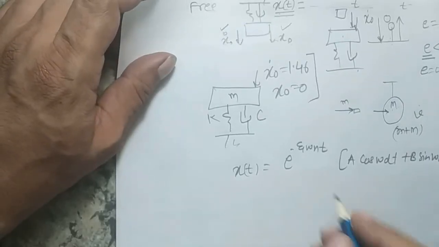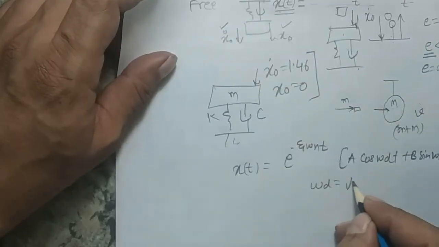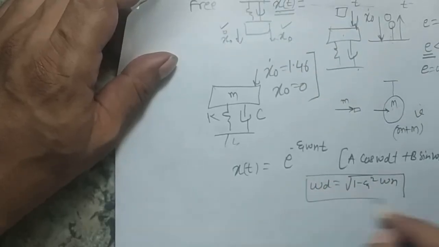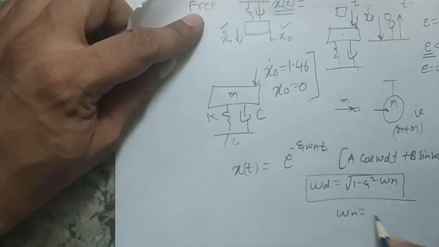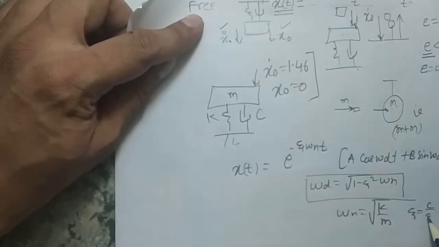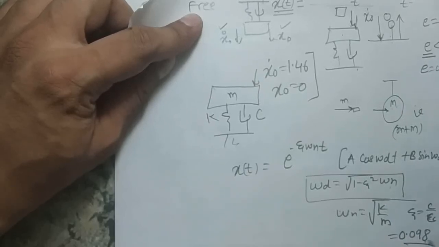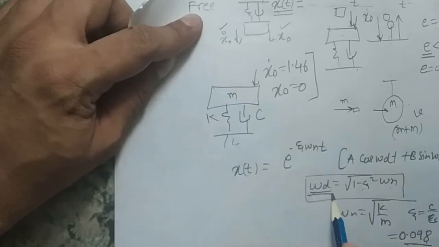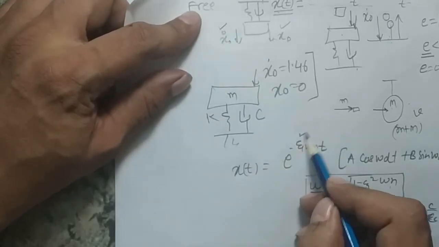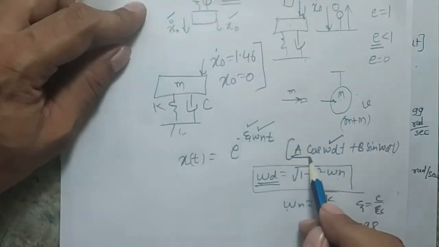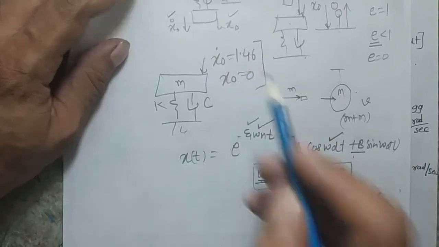So here you know that omega d is nothing but square root of 1 minus zeta square, times omega n. You should remember this formula. You know omega n is the square root of k by m, and zeta is c by cc, which you have already calculated as 0.098. When I put this value here, I will get omega d. So in this equation, zeta is available to me, omega n is available, and omega d is also available. The only unknowns are a and b, which can be found by putting in the initial conditions.